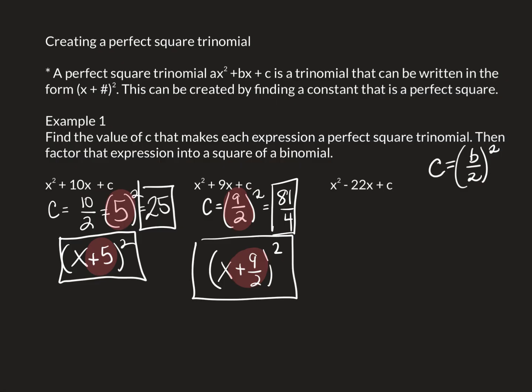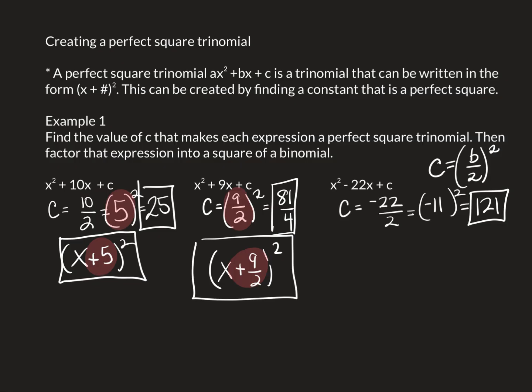And then the last one underneath example 1, we're going to find our new c value. Our new c value is b, which is negative 22, divided by 2. That answer is negative 11. And then we're going to square negative 11 and get 121. That is the c value, the constant that will make this expression a perfect square trinomial.